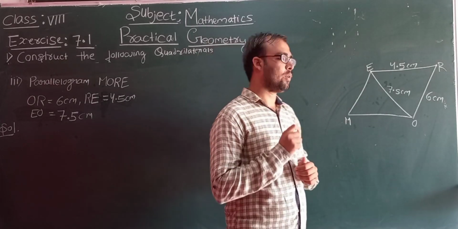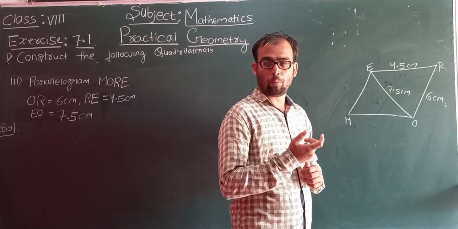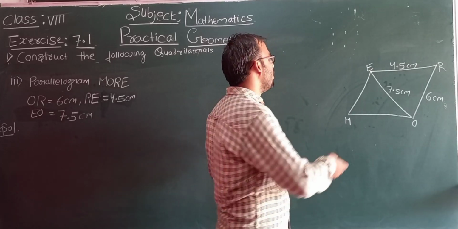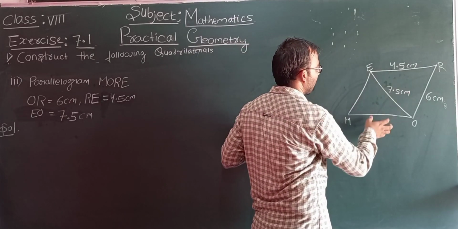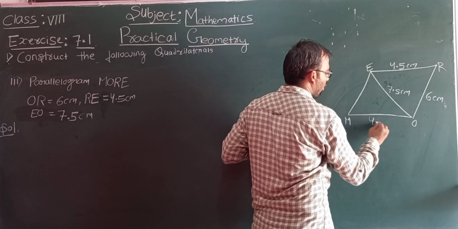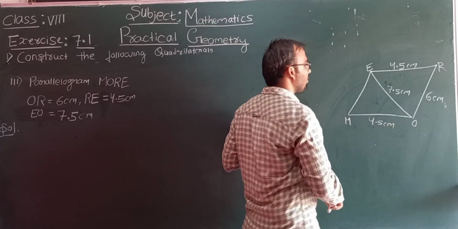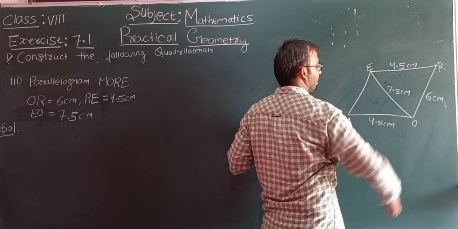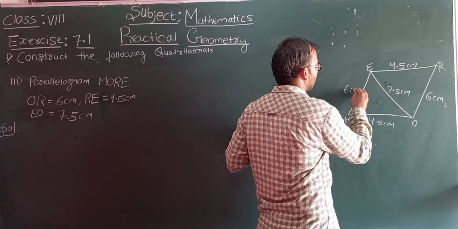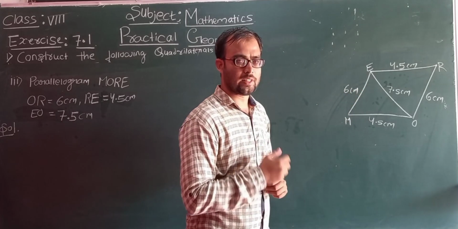So we know, what is the property of a parallelogram? Opposite sides are equal. So if this is 4.5, then this will also be 4.5 centimeter. And if this is 6 centimeter, then this is also 6 centimeter. Now we will construct the parallelogram.